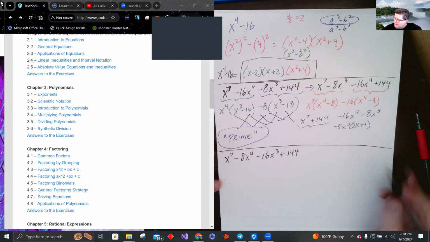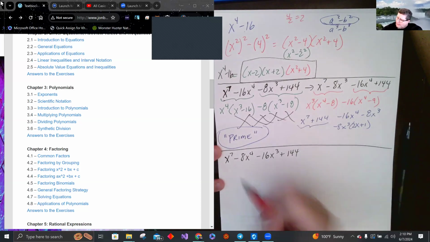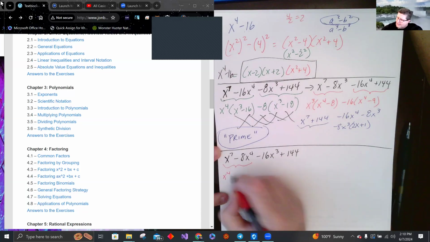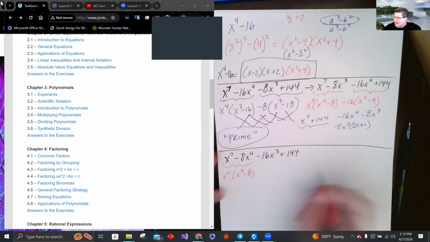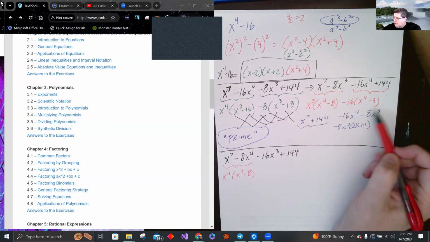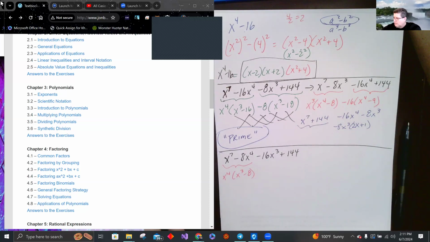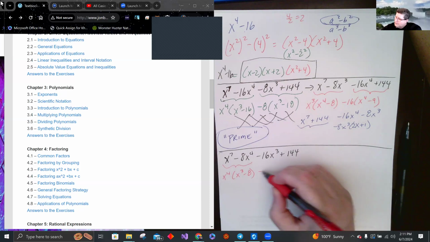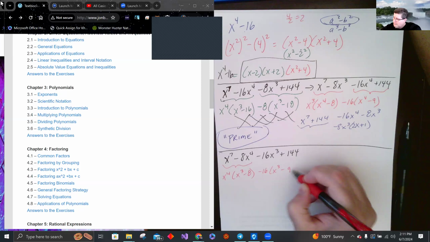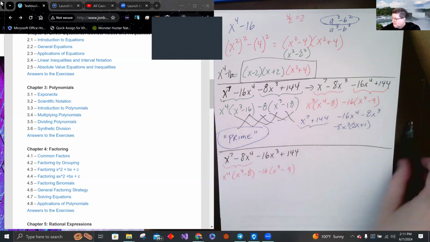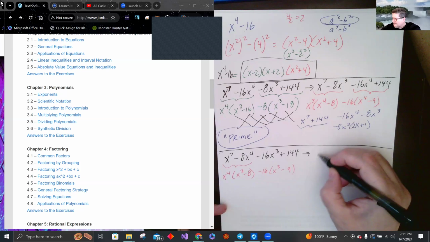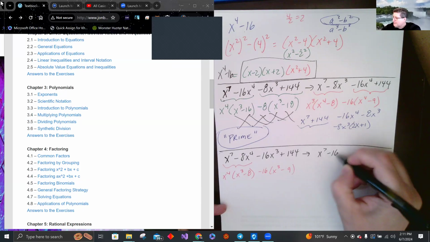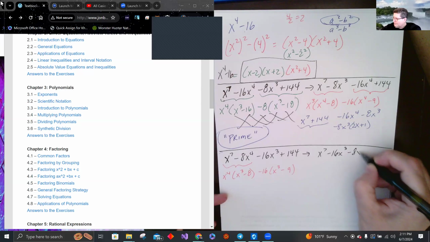Now we'll try the same thing. We'll do by grouping. We got x to the 4th times x cubed minus 8. And if I take 144 divided by 16, nope, that's x cubed minus 9. Let's change this over to x to the 7th minus 16x cubed minus 8x to the 4th plus 144.